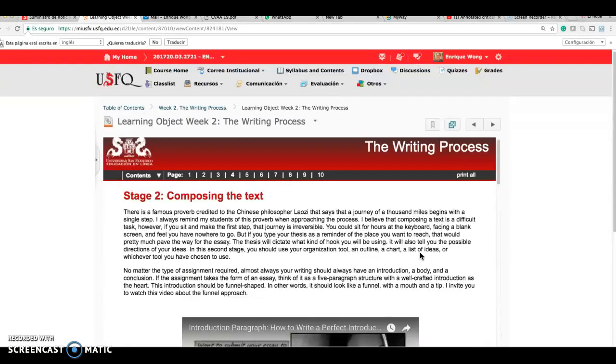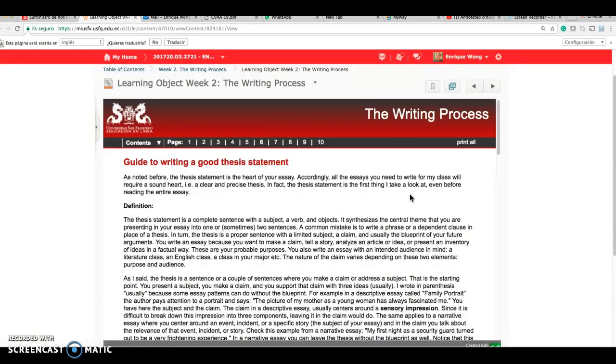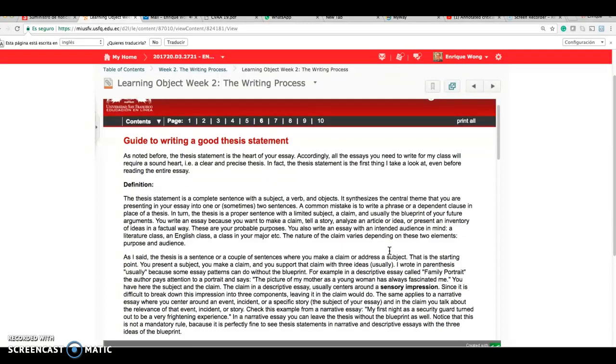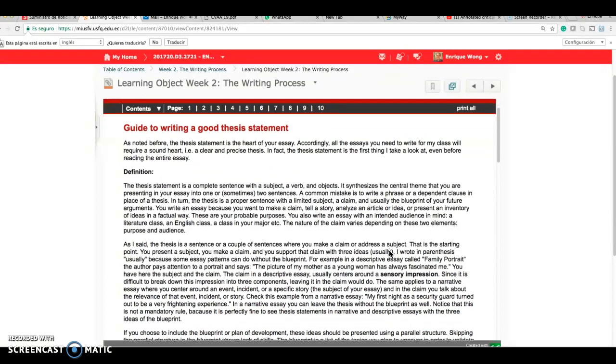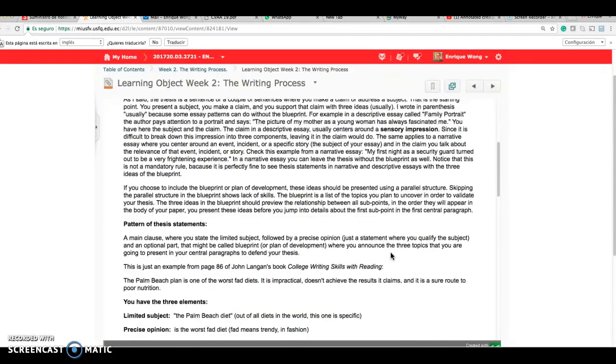In another part of this resource, you have a section devoted to proofreading and revision and edition of your essays. Then on page 6 of the resource, you have a guide to writing a good thesis. You won't find this information in Andrew Lanford's book. This is the material that you need to study for the first partial test.